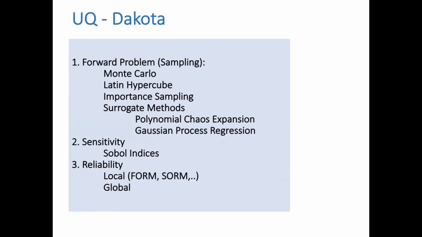So as I mentioned, I was going to go through these things in a little bit more detail. For the UQ option, in this tool right now there are forward problem methods or sampling. We have a number of sampling methods. For those large scale simulations which take a lot of time, we have the surrogate methods, polynomial chaos and Gaussian process regression. For sensitivity studies, there are methods which will return the Sobol indices. And then for the reliability analysis, we have both local and global methods available.